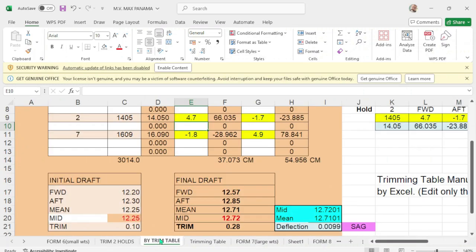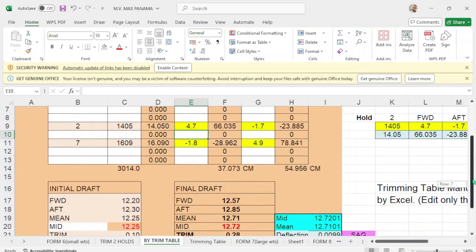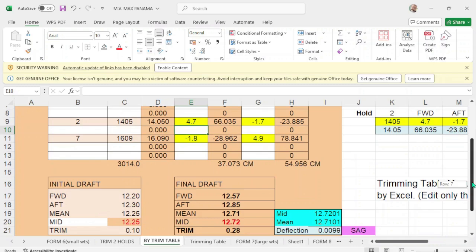Okay, now the up correction in number 9 is 4.9. Then the trim has increased, so we need 2 centimeters to make it 30 centimeters, and this should be 87.